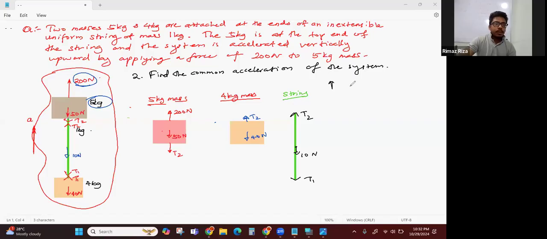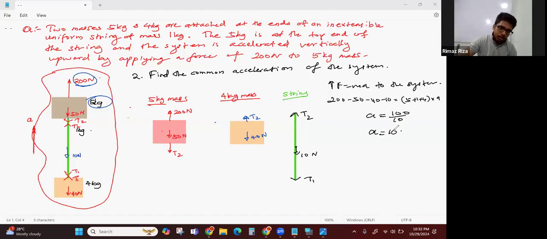We can apply F equals ma to the system. So the resultant force, 200 minus 50 minus 40 minus 10, equals total mass, 5 plus 1 plus 4, into acceleration. Therefore, acceleration is 100 divided by 10. So A equals 10 meters per second squared. Okay. So the next question, question number 3.